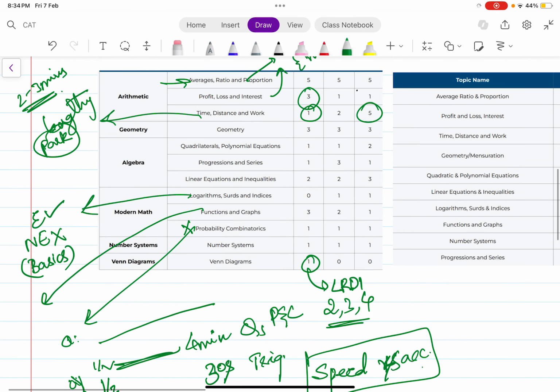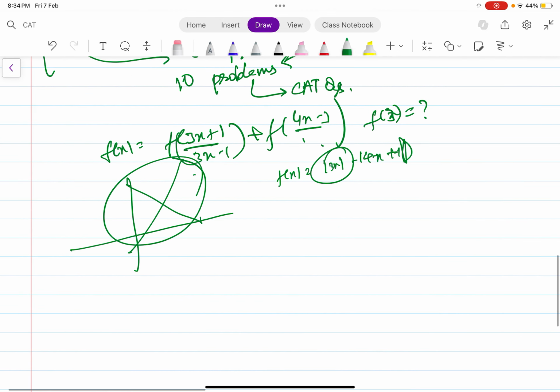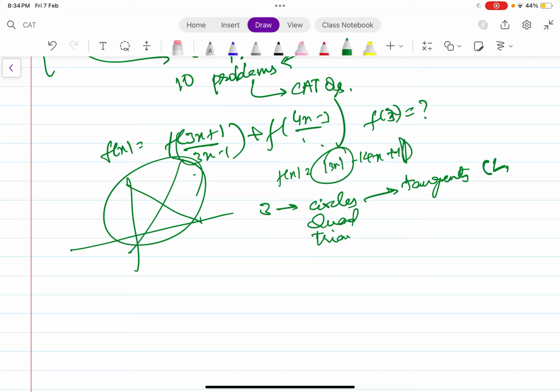Again, geometry is a very vast topic. So there are only three things that are important for us: circles, quadrilaterals, and triangles. In circles, it is always associated with tangents, wherein you would have to find the length of tangents, the angle of tangents, the angle between two sides. And in quadrilaterals, diagonals are very important, be it the number of diagonals or the angle between two diagonals, with regards to length and angles.